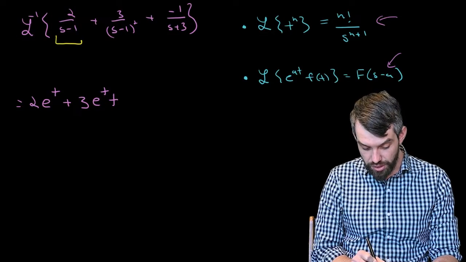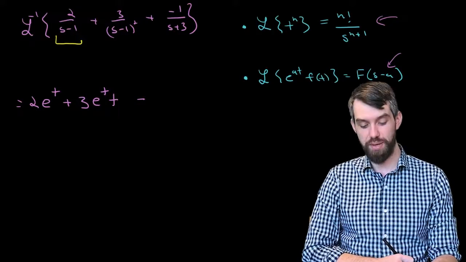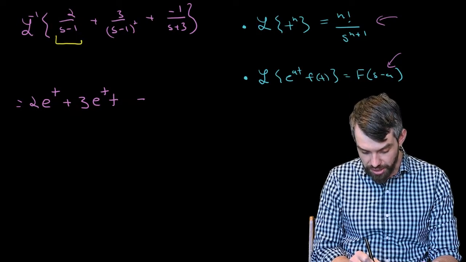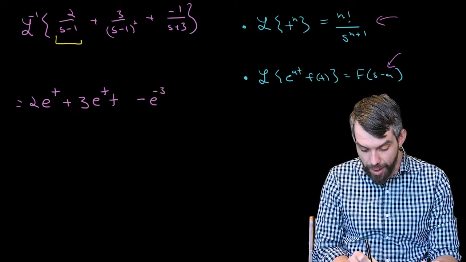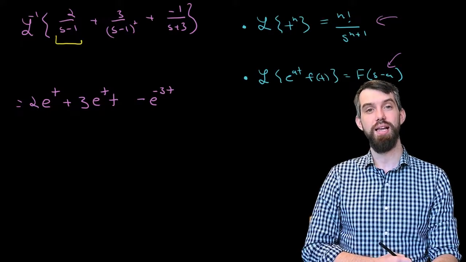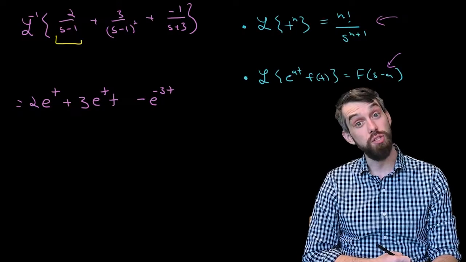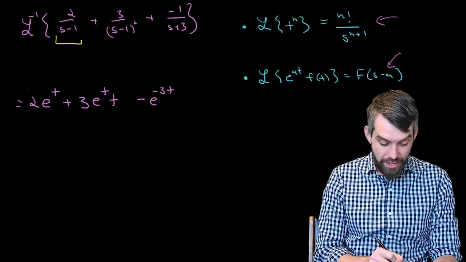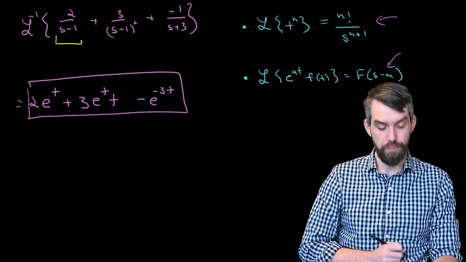For the third factor, I'm going to subtract off because I've got this minus 1, and then likewise, it's just going to be an e to the minus 3t. It's the exponential shifted with a equal to minus 3. And so that is now my final answer.